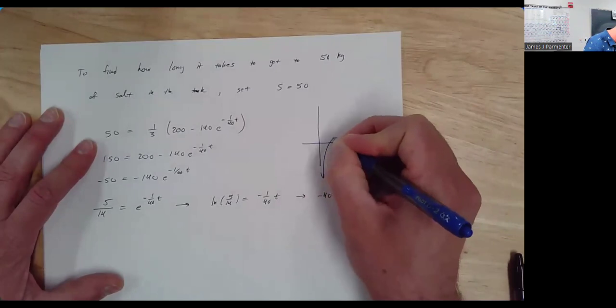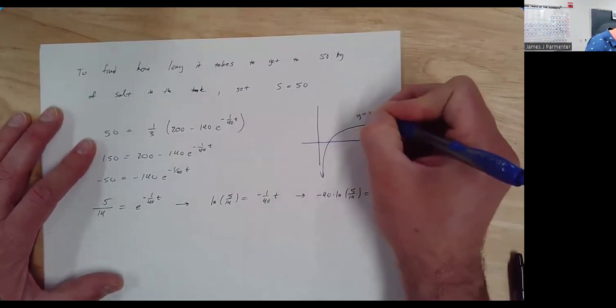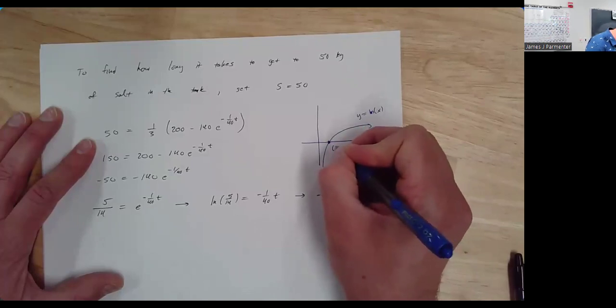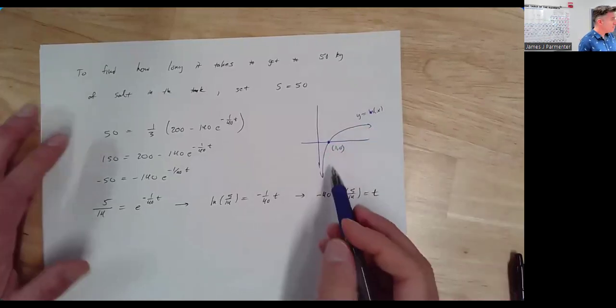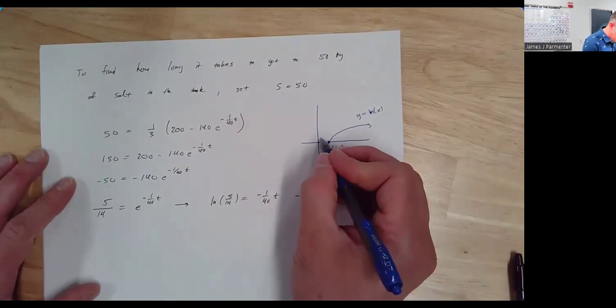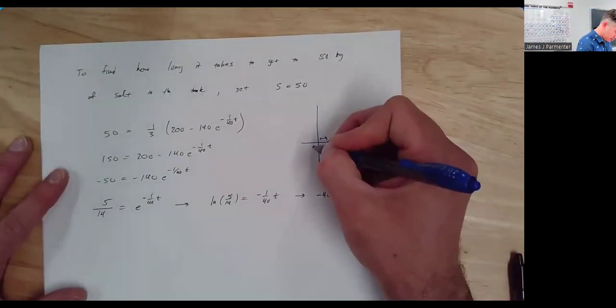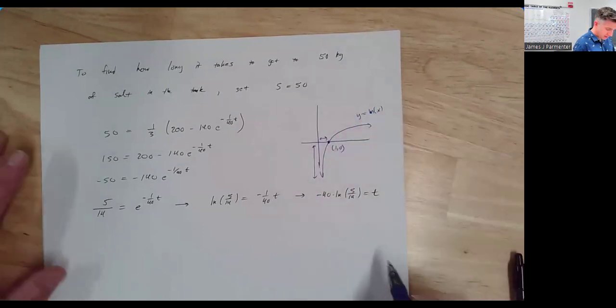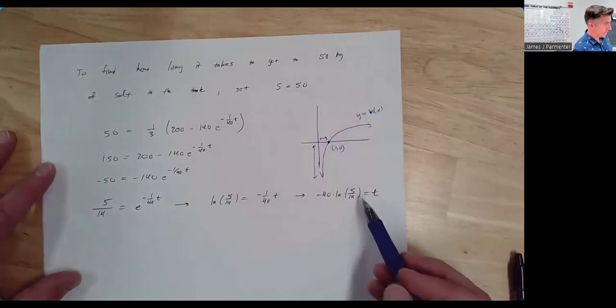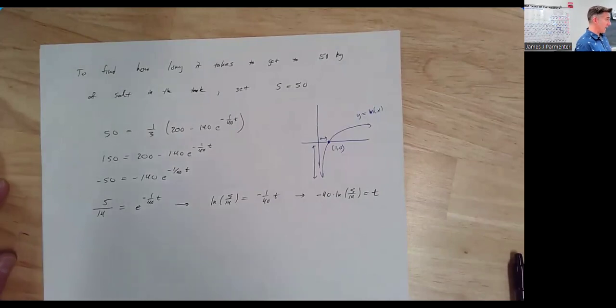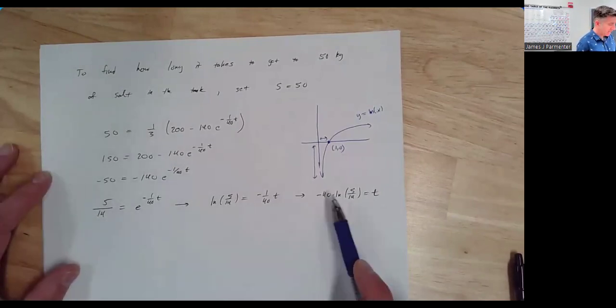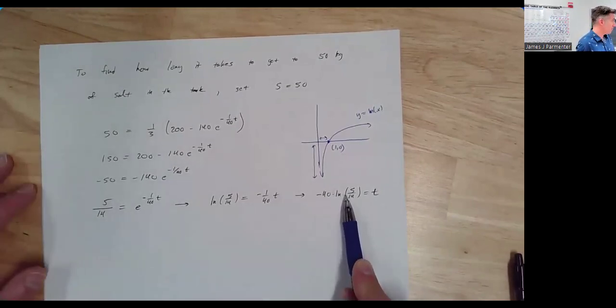here's the graph of y equal to the natural log of x that has an x-intercept at 1. So if your input is less than 1, like right in here, your output is definitely negative. So this natural log of 5/14, I don't know what number that is, but I know for sure that it's a negative number. So that negative 40 times that negative number gives you a positive time.